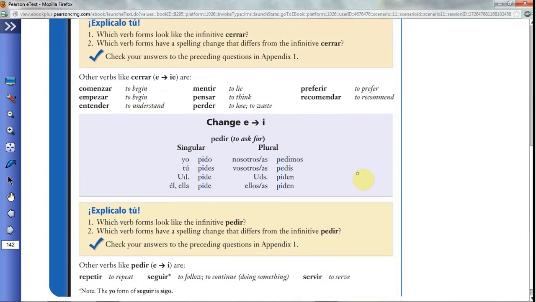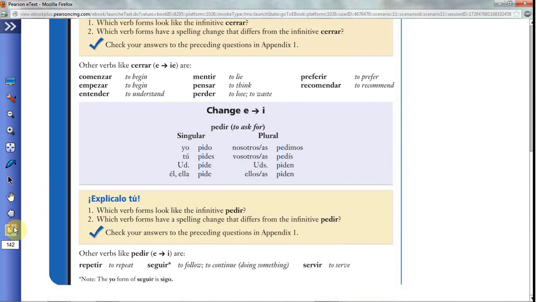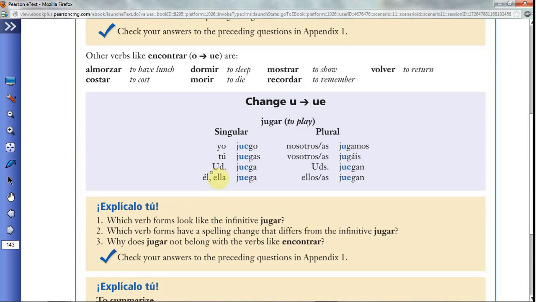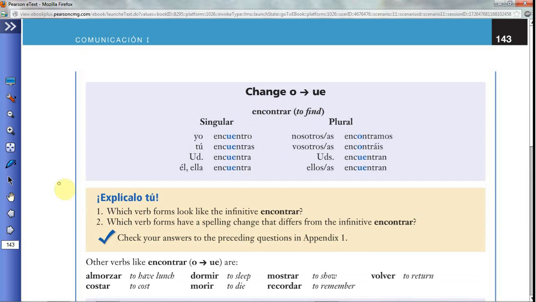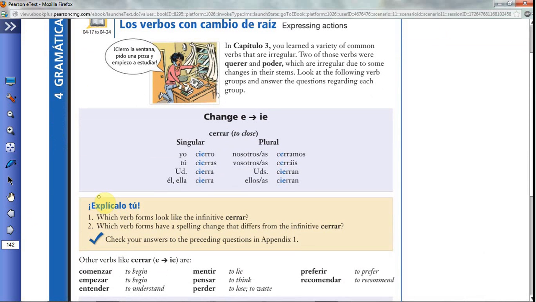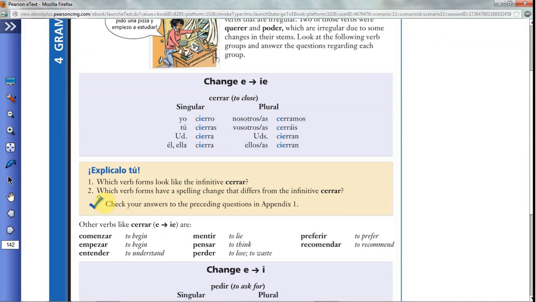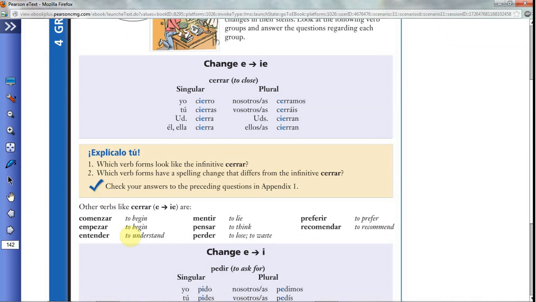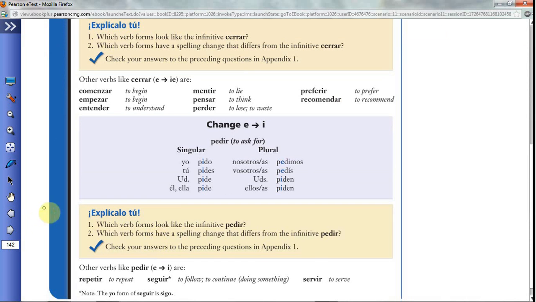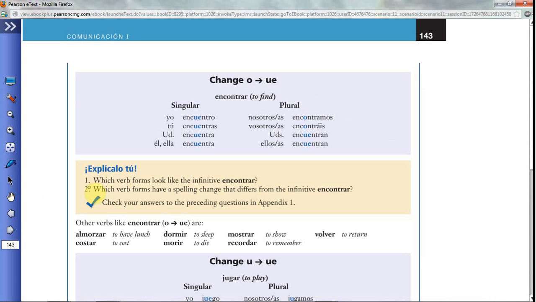So for all of these verbs, you can draw a little boot, and you will find that nosotros and vosotros do not change. They do not have the spelling change. Okay, and some of these verbs, they have related vocabulary words. For example, okay, volver, here's one.